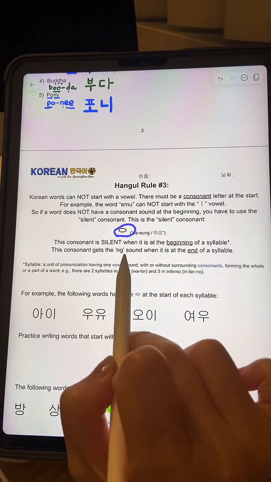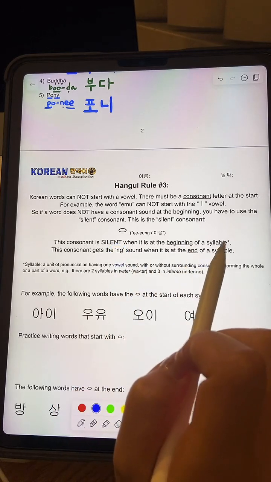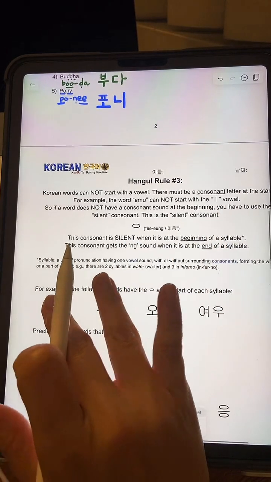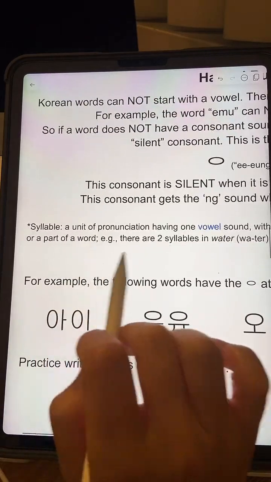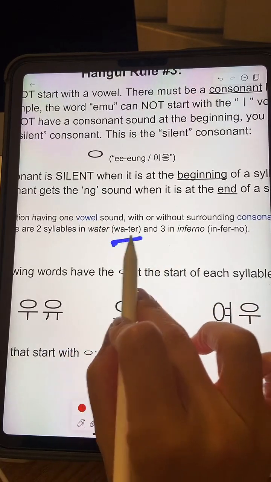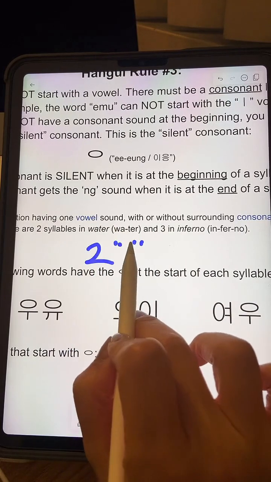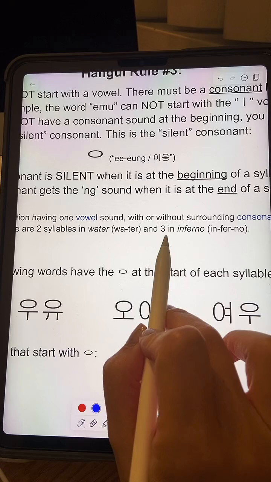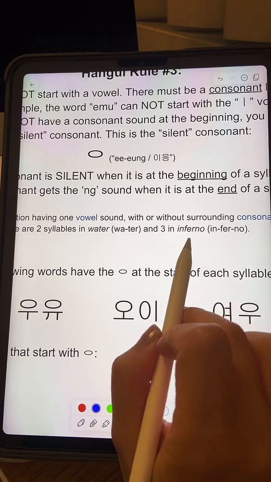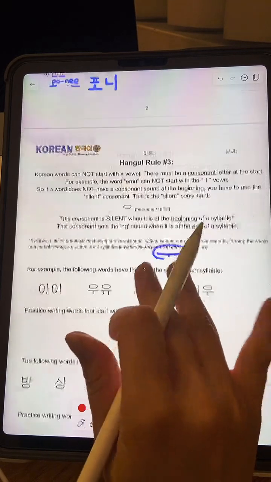This consonant ing gets the sound when it's at the end of a syllable. And just in case you're getting confused, what does a syllable mean? A syllable is a unit of pronunciation having one vowel sound. Basically, water is 2 syllables. Inferno is 3 syllables. Like in kindergarten, kids do clapping. Inferno. So it's 3 syllables, okay?